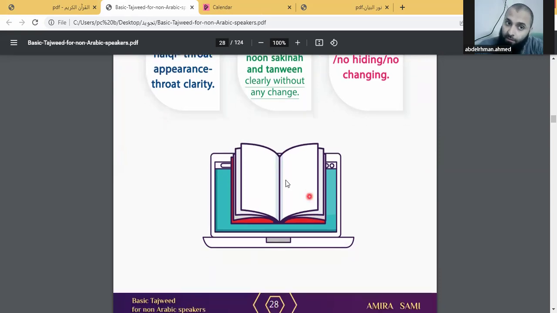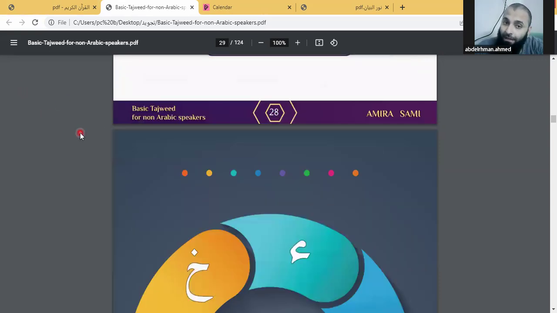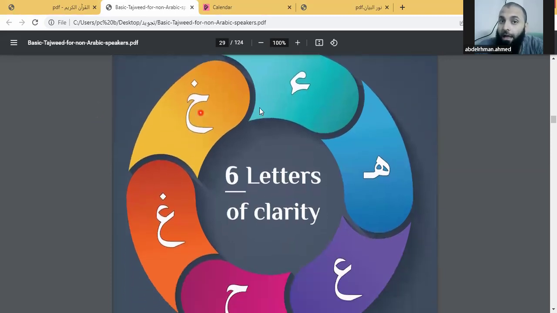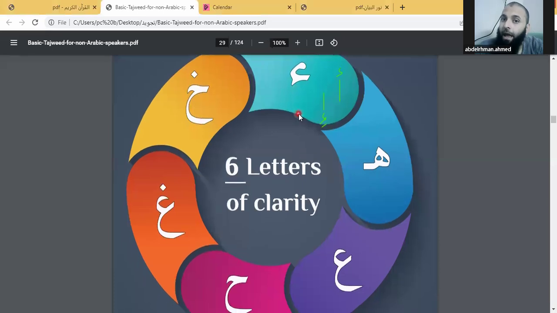Let's check the letters first. The letters of clarity are 6 letters. The letter hamza, it's not only hamza like this, it can be hamza with the alif, hamza with the alif, kasra, any hamza. So the first letter is hamza or alif hamza. The second letter is ha. Third letter is ayn and ha, ghain and kha.